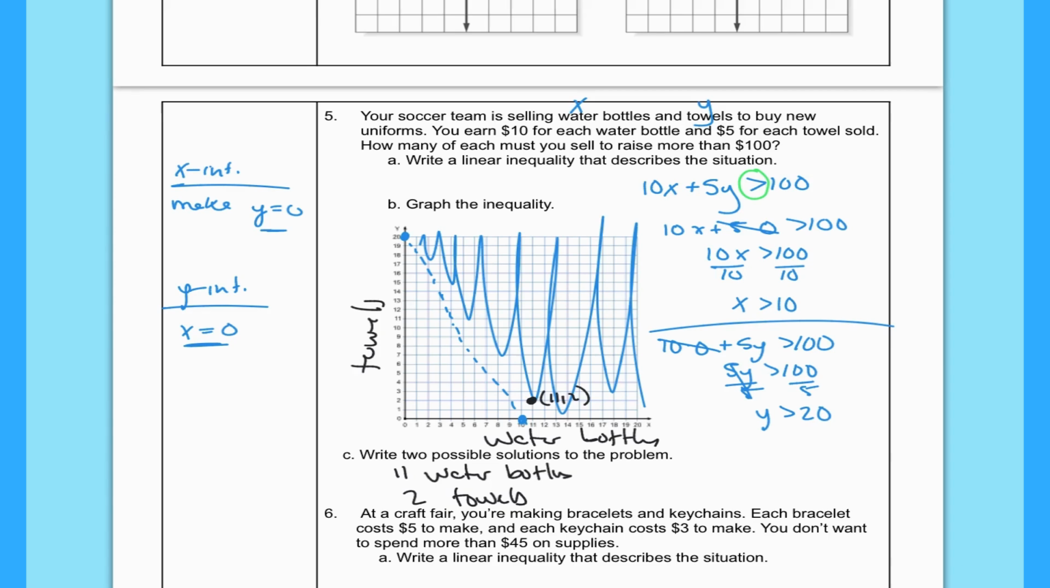And then for another possible solution, maybe we pick one way up here. This would be in the shaded area. And that's 1 water bottle and 20 towels. So any point that's in that shaded area would be a solution. What we don't want to do is pick anything that's on the dotted line. Anything on the dotted line would be equal to 100, but we need our answer to be greater than 100.